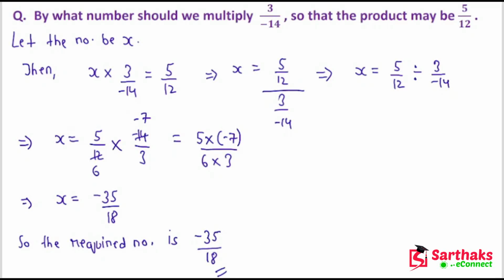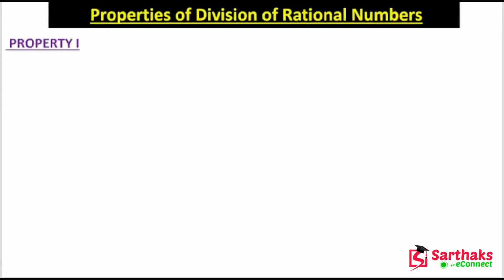So this was all about division of two rational numbers. We have seen the division of rational numbers in the form of fractions. We have done some questions in order to see how to use the method. Now let us move on to an important topic, which is properties of division of rational numbers. We have studied properties of addition, subtraction, multiplication. Now we should also study similar kind of properties for division. So let us move on to the properties.